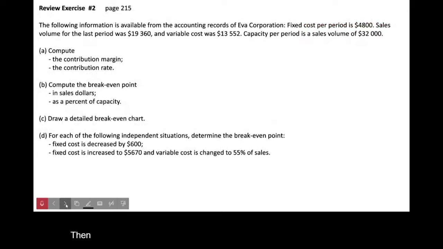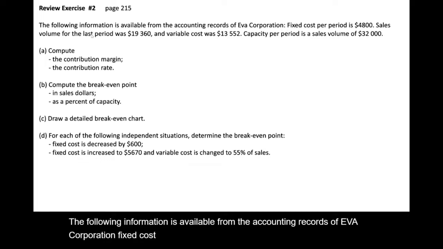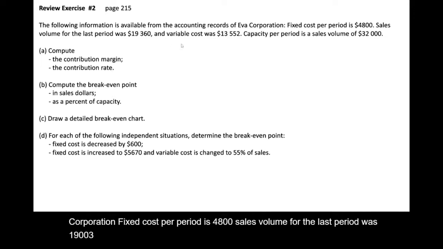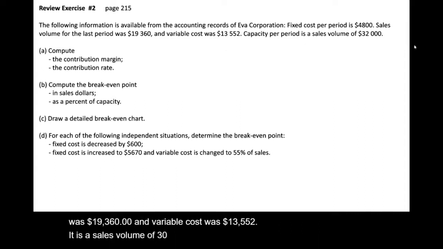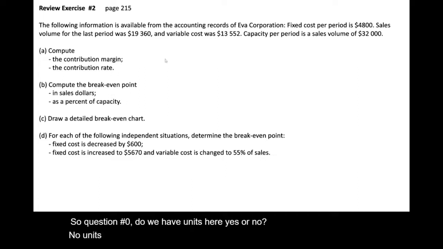Okay, let's practice. The following information is available from the accounting records of EVA Corporation. Fixed cost per period is 4,800. Sales volume for the last period was $19,360, and variable cost was $13,552. Capacity per period is a sales volume of 32,000. So question number 0: do we have units here, yes or no? No units. Right, answer is correct.